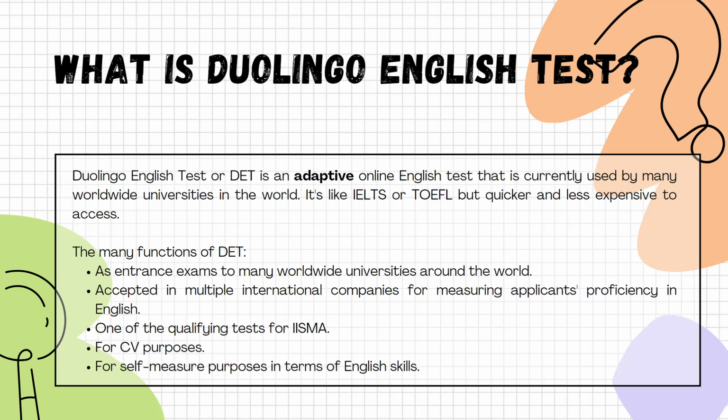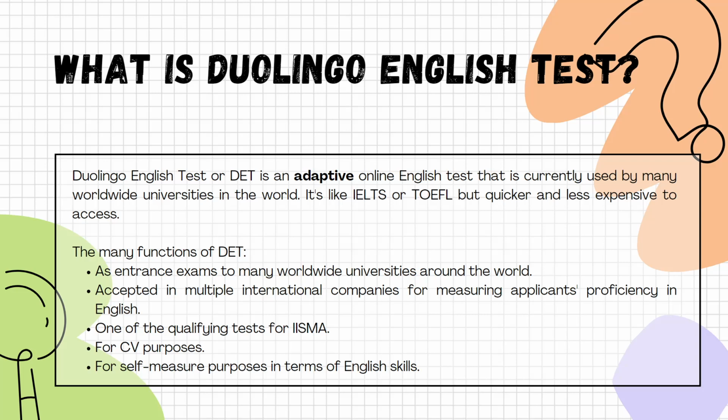It's to measure your English abilities in four categories, specifically speaking, writing, listening, and reading. These are five functions of DET, but the functions are not limited to just these five things. First is as an entrance exam to many universities around the world, just like IELTS or TOEFL, but of course it is easier to access and more accessible. It's also cheaper, and then it's accepted in multiple international companies for measuring applicants' proficiency in English.